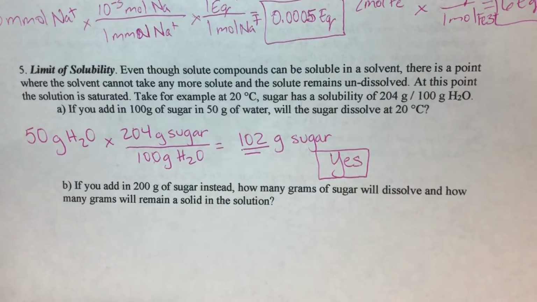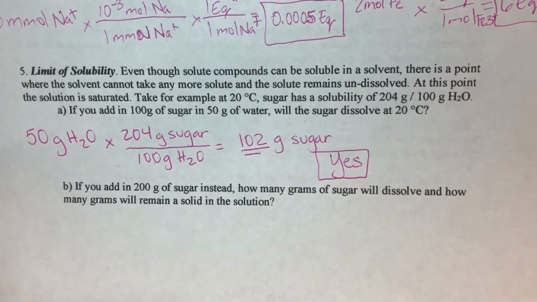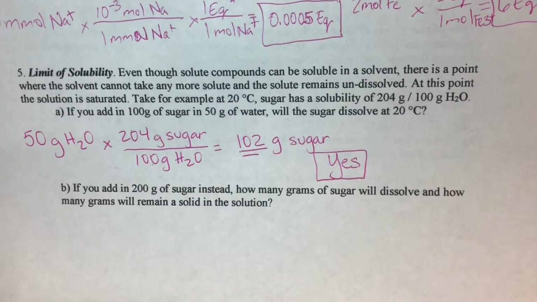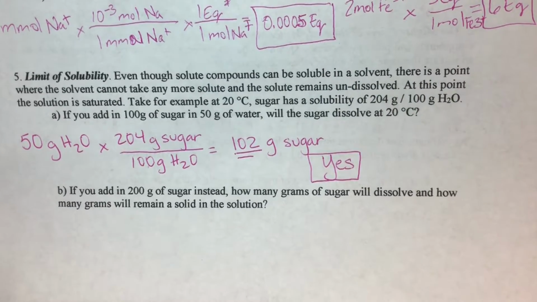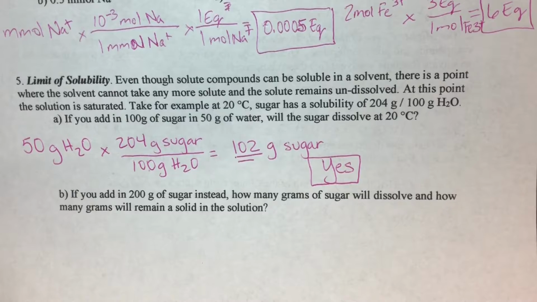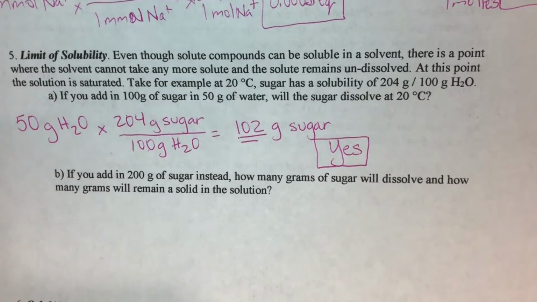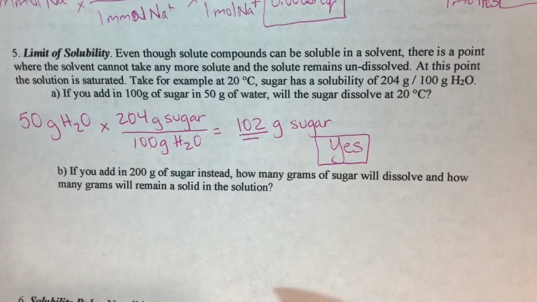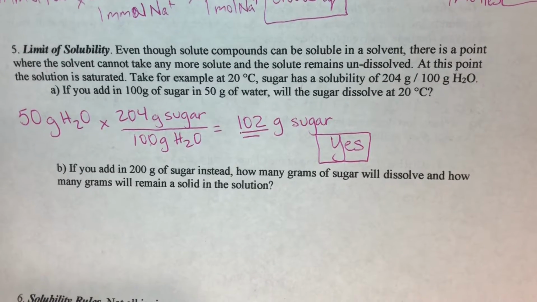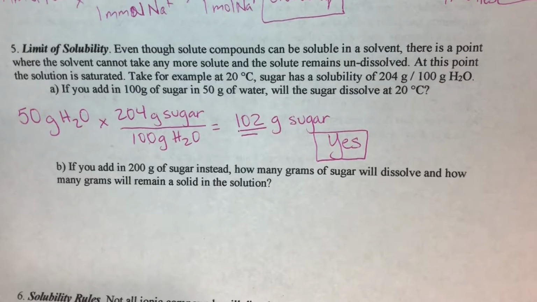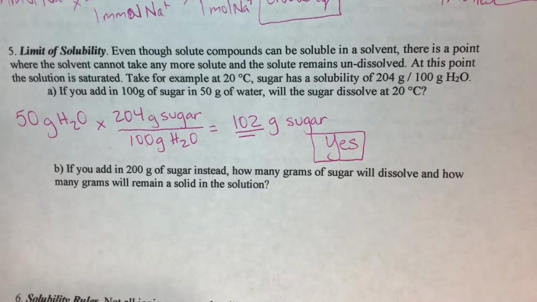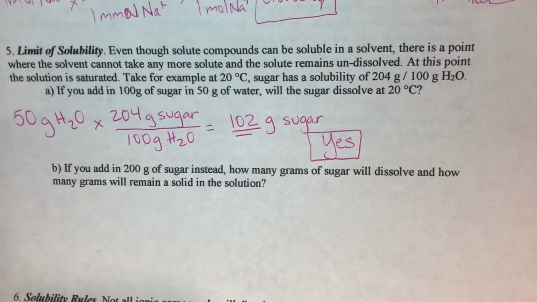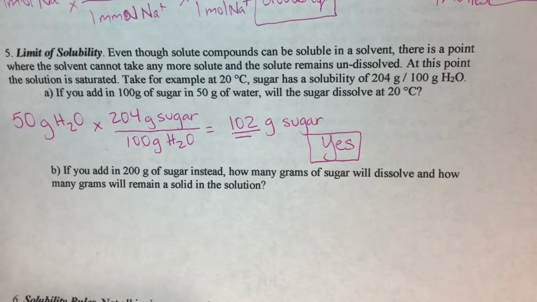So for this problem, we start off with our given, which is 50 grams of water. And then we use our conversion factor, which is 204 grams of sugar over 100 grams of water. So when we write that out, and we cancel out the grams of water, we are left with grams of sugar, and we're left with 102 grams of sugar. Now, since we only added in 100 grams of sugar and 50 grams of water, we have 2 extra grams of sugar capacity left over, which means that the sugar will dissolve completely. So yes, the sugar will dissolve.